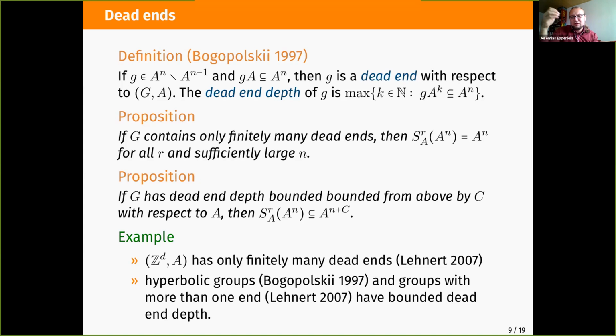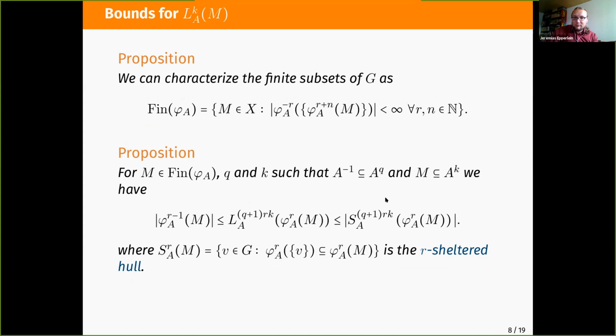And if G only contains finitely many dead ends, then for a sufficiently large n and all R, this R sheltered hull, as we called it, actually just gives you back this set. So if you look back one slide, this term actually just disappears, right? This S_A, and you are only left with this. And so this actually is upper bounded by the size of phi of n. This is precisely what we need.